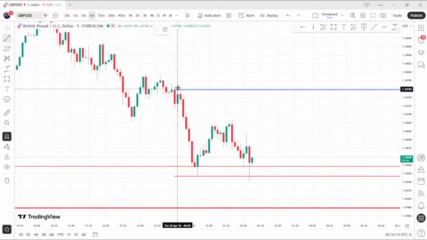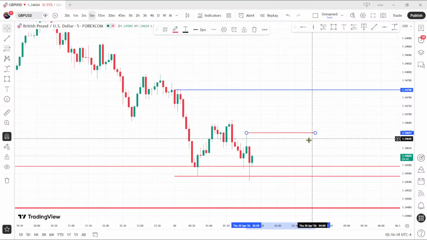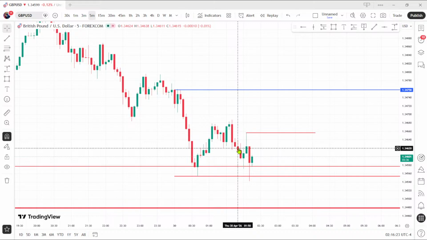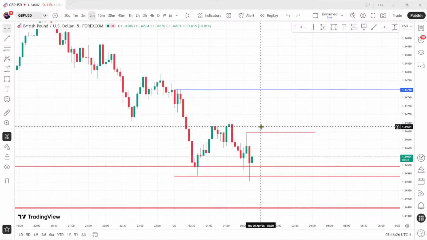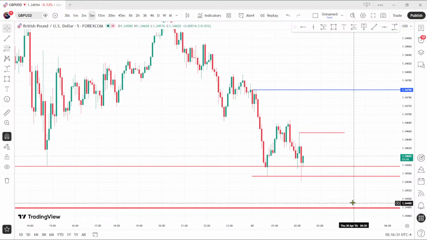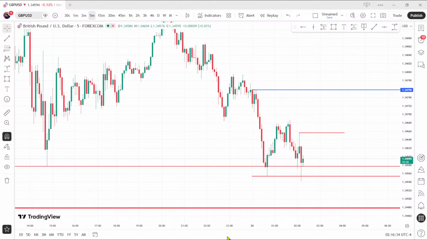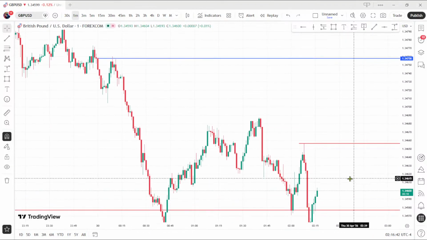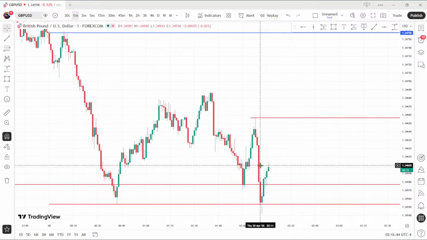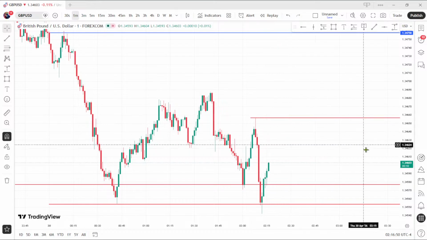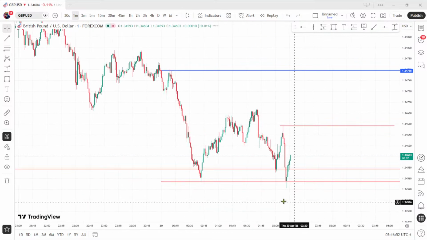We are below the midnight open. If price sweeps this high, does a market structure shift here, I'll probably be looking for longs, because we are below the midnight open. Now if I see a market structure shift here, if price declines, disrespects this fair value gap and comes here with a market structure shift, I'll be a buyer.